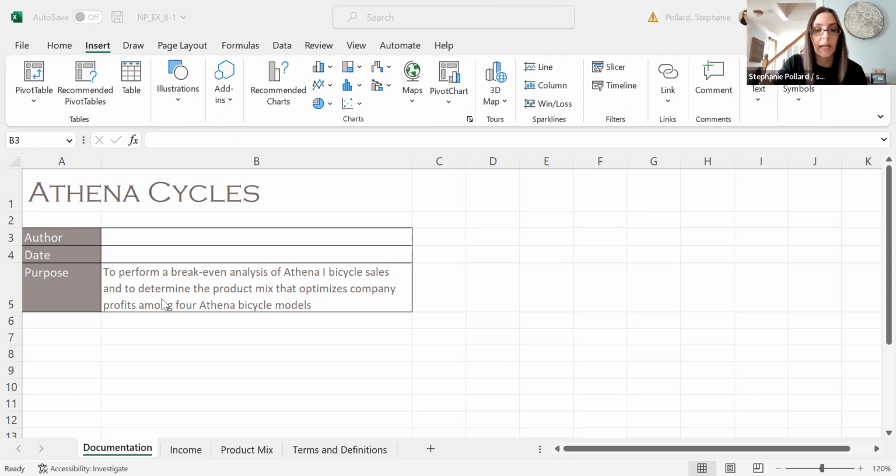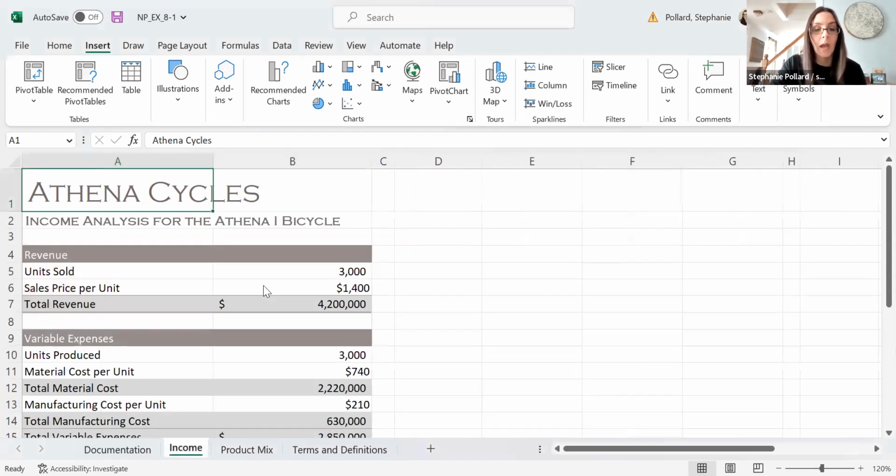So if you go to the next page here, or the next sheet, I should say, on income, it does give that breakdown of what kind of costs and revenue potential we do have here. So for instance, you have to start the number of units sold.